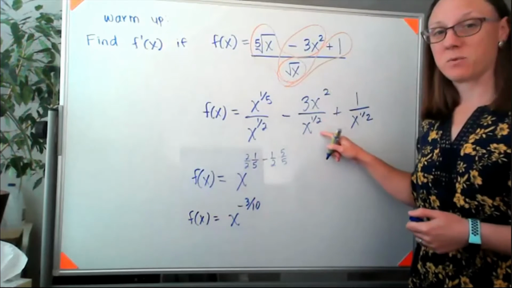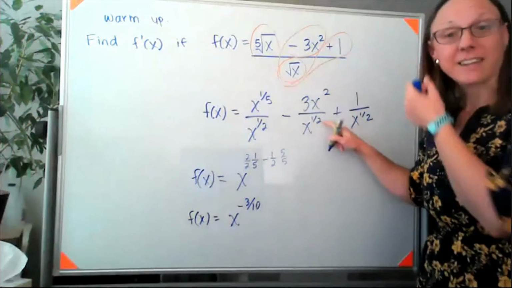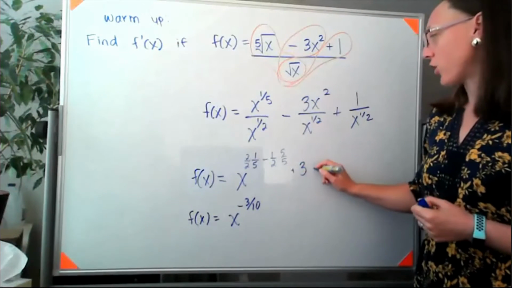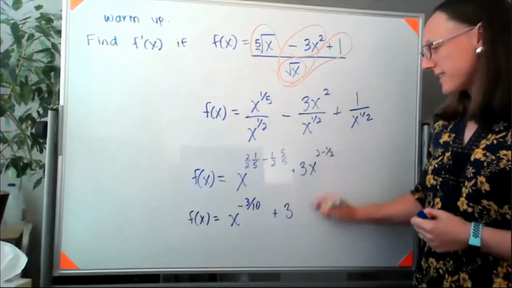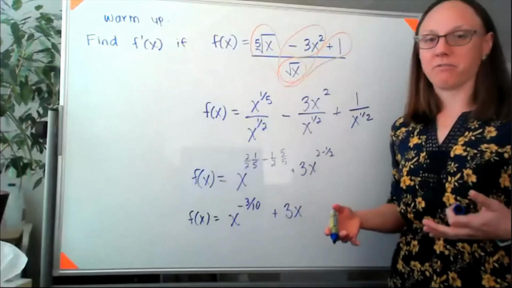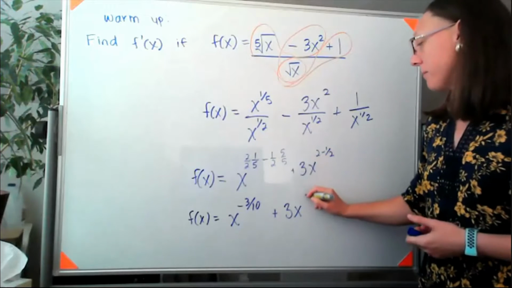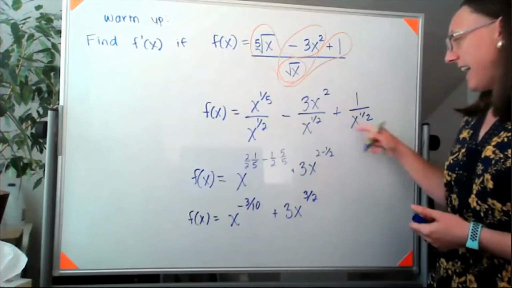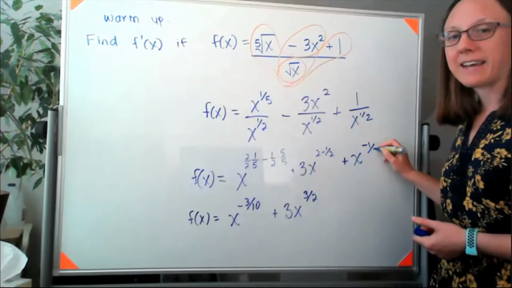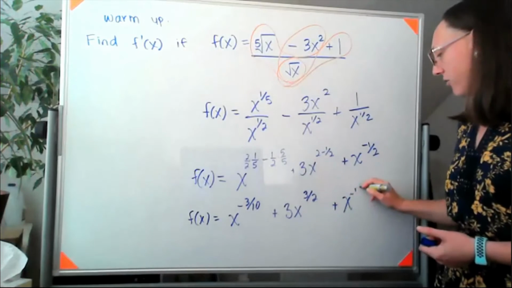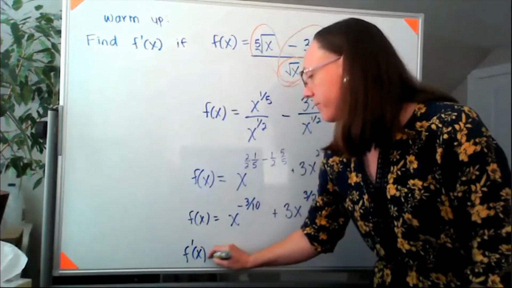This next term, this one's a little faster for me. 3x squared over x to the 1/2. I know that's looking like 3x to the 2 minus 1/2. And 2 minus 1/2 is one that shows up often enough that 2 is 4/2 minus 1/2. That's going to be 3/2. And finally, this last piece, it's in the denominator, but I can bring that up as x to the negative 1/2. And after all of that algebra work, now I'm ready to take a derivative.